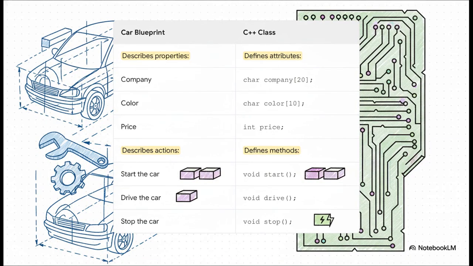And here is where it all just clicks. Look at this comparison. On the left, you've got the human-friendly blueprint, and on the right, you've got the C++ class. See that direct translation? The properties like company and color become data variables, our attributes. The actions like start the car become functions, our methods. We are literally translating a concept into code.